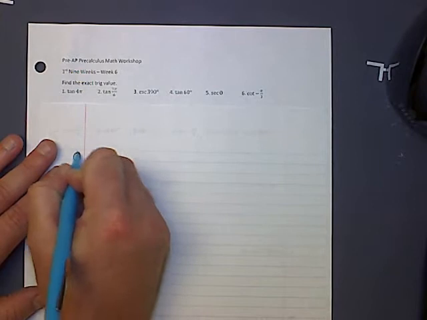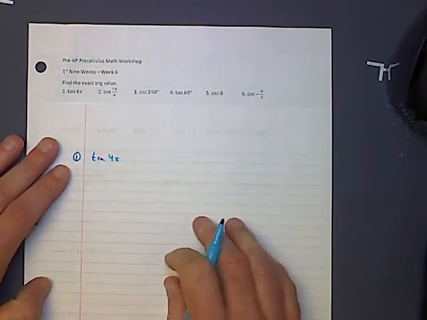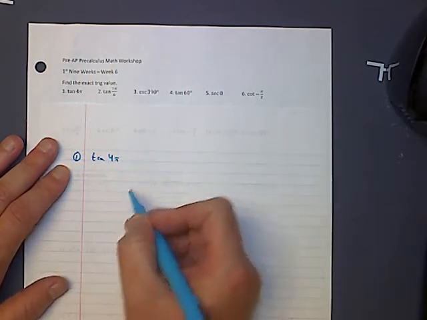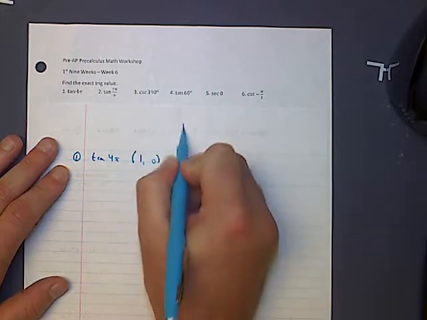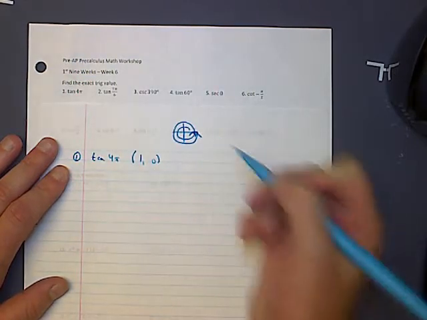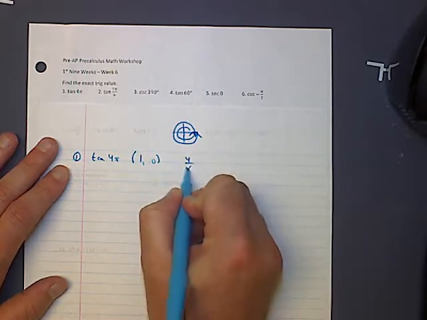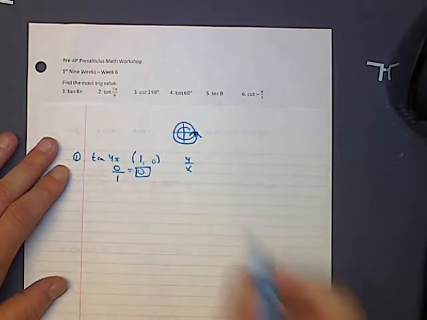Number 1 is the tangent of 4 pi. Well, that is going around the unit circle 2 times. So that's one of those major points. That is (1, 0), because if you go around once it's 2 pi, go around again, it's 4 pi. So that's a major point. You want tangent, defined as y over x. So I have 0 divided by 1, which is 0. My answer is 0.